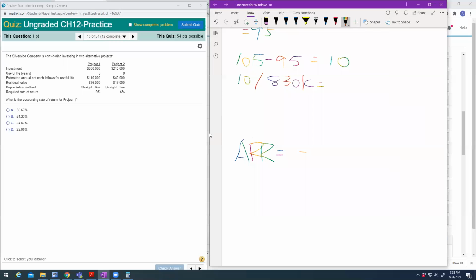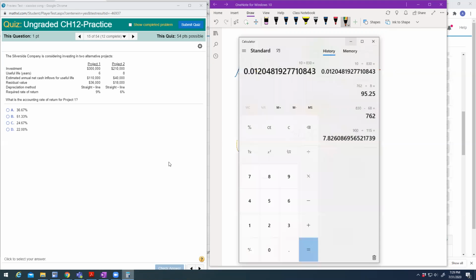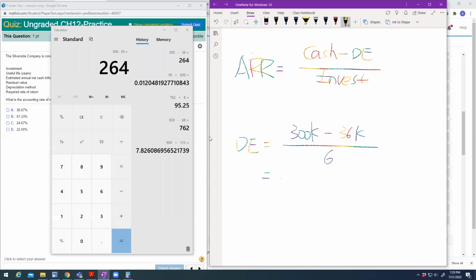Project 1, we said still you use your cash, you subtract the depreciation expense, divided by your investment. So the first step is always get your depreciation expense. How do you get depreciation expense? Your investment, you spend 300,000 minus residual 36,000 and divided by how many years? 6 years, right? We don't worry about required rate of return because we don't even think about the discounted cash flow. Let's see, 300,000 minus 36 gives me 264.